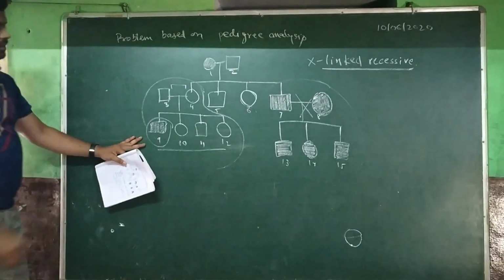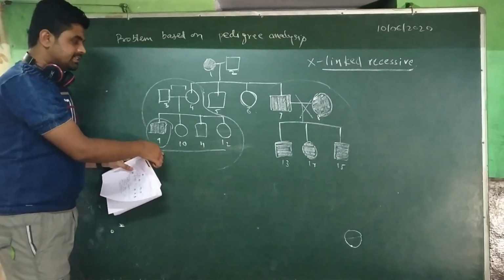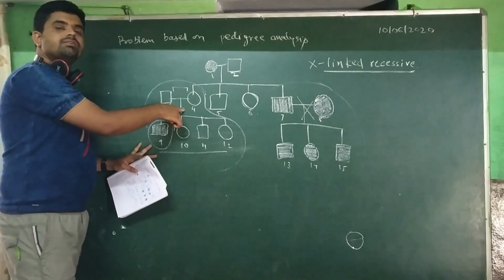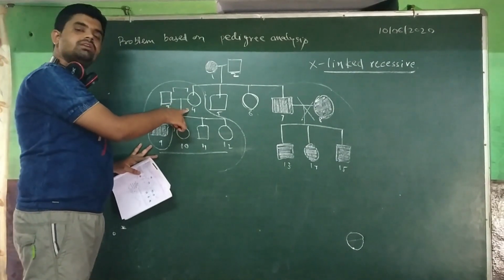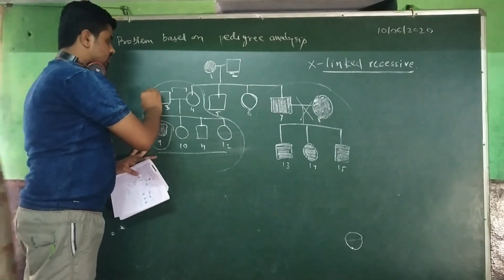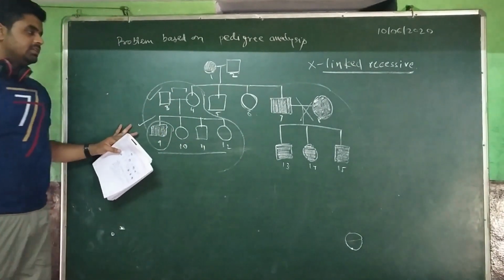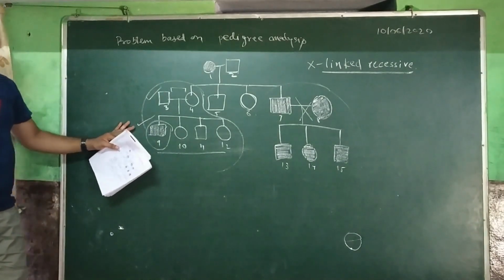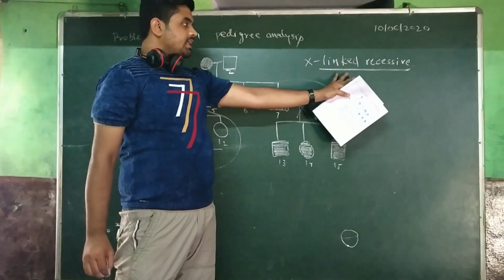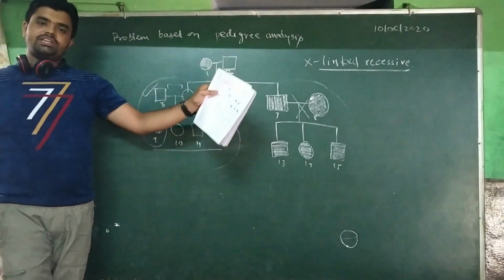In this case, unaffected parents have an affected male child. That means this male child is affected from a carrier female or affected female. But the disease is not shown in this generation, but shown in this generation only. That means it skips a generation. Hence, overall, this is an X-linked recessive genetic trait.